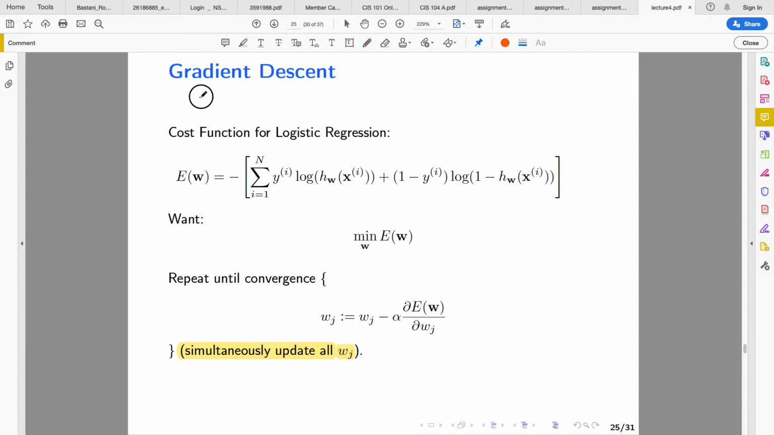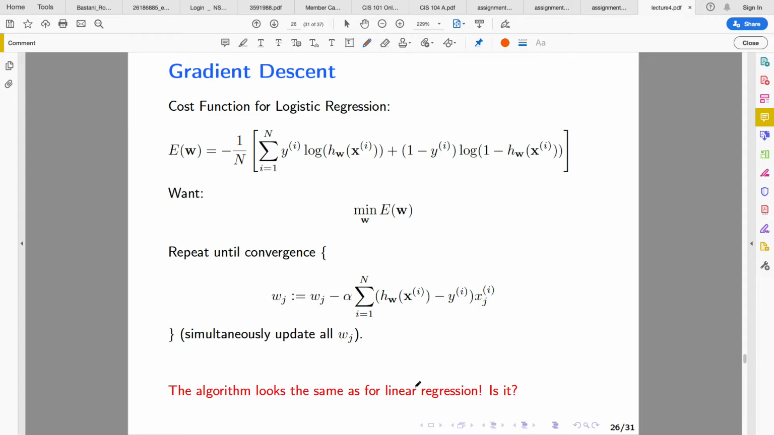In order for us to do gradient descent, remember that gradient descent allows us to adjust our weight matrices such that we get the minimum total error. This is our gradient descent algorithm. We continuously differentiate with respect to the weight matrix parameters, and we simultaneously update all the weight parameters, just like we saw for the linear regression case.